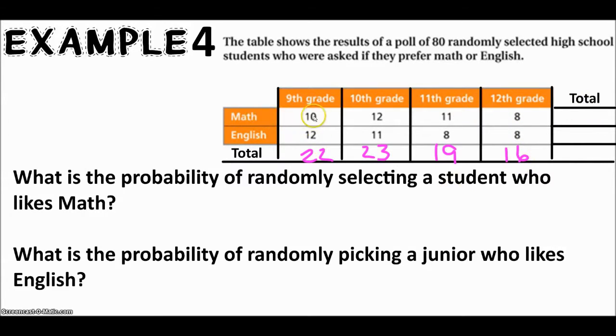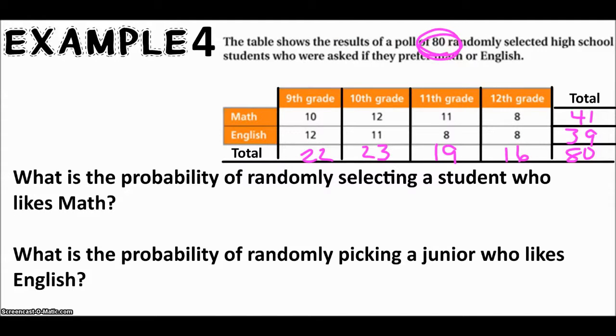Now let's add how many people like math. 10 plus 12 plus 11 plus 8 is 41. And adding up English is 39. So if I add up 41 and 39, I get 80. If I add up 22, 23, 19, and 16, I get 80 as well. I know I filled in the totals correctly because the original problem said 80.